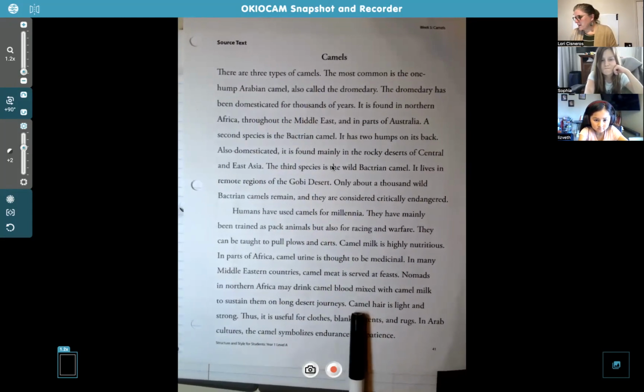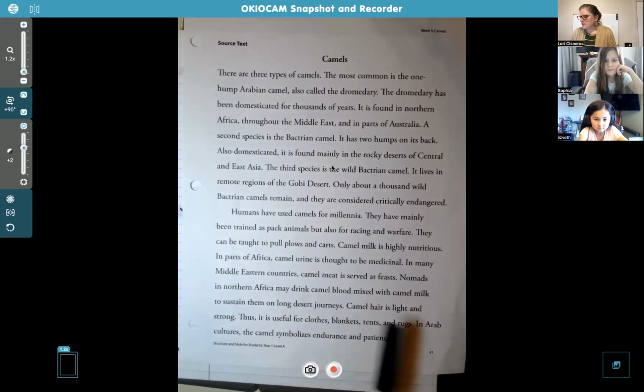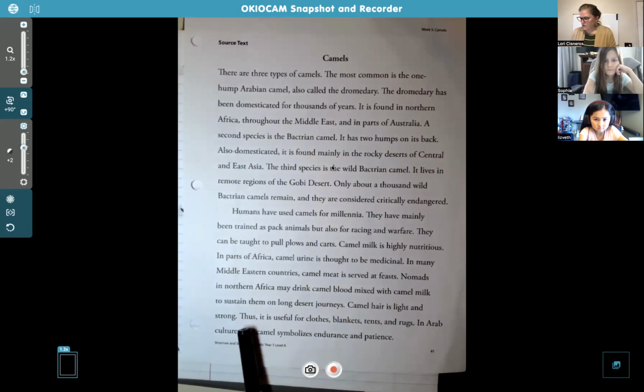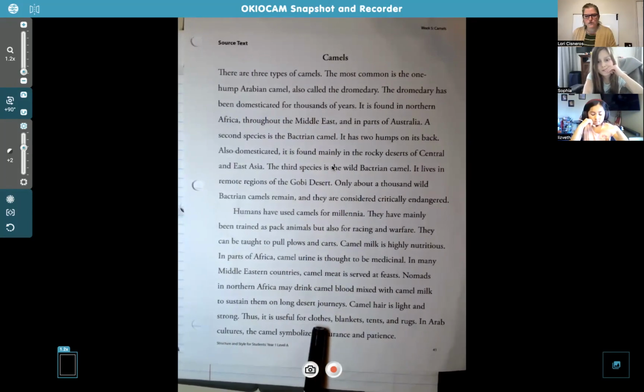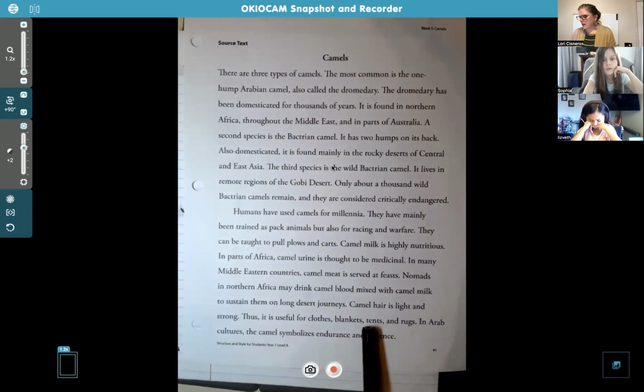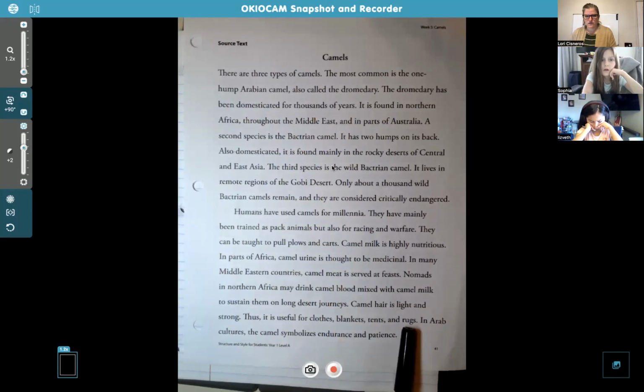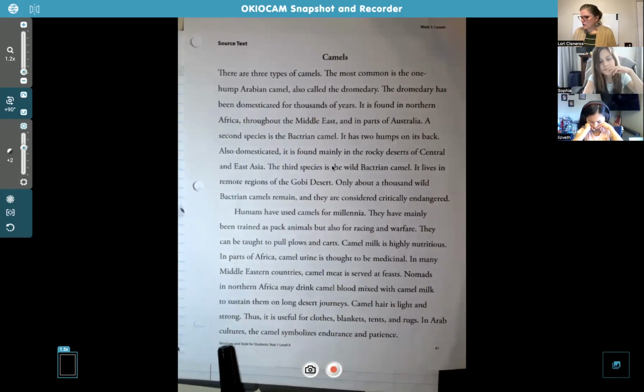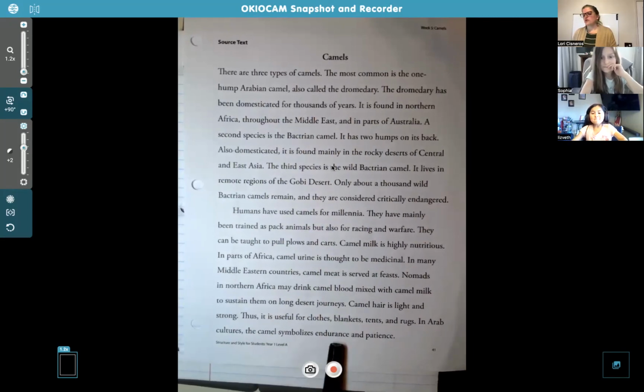So then it says, it gets better. That was the worst part. Okay, it gets better. Camel hair is light and strong. Thus, it is useful for clothes, blankets, tents, and rugs. In Arab cultures, the camel symbolizes endurance and patience.